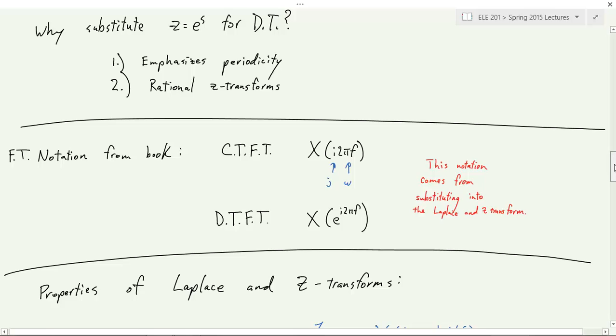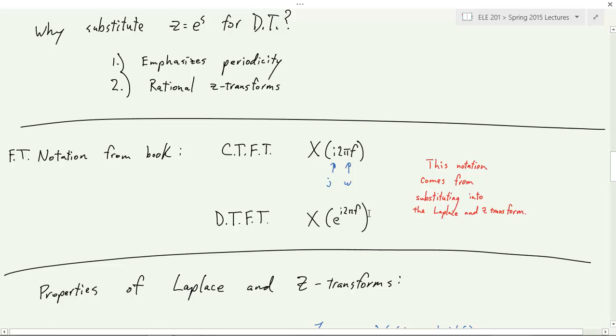Okay, you'll notice something about the Fourier transform notation in the textbook. You probably noticed they don't express the Fourier transform as X of f the way I do. I use capital X of f for both discrete time and continuous time Fourier transforms, and they use different notation. For the continuous time Fourier transform, the textbook says X of i 2 pi f, and for the discrete time Fourier transform, it says X of e to the i 2 pi f.